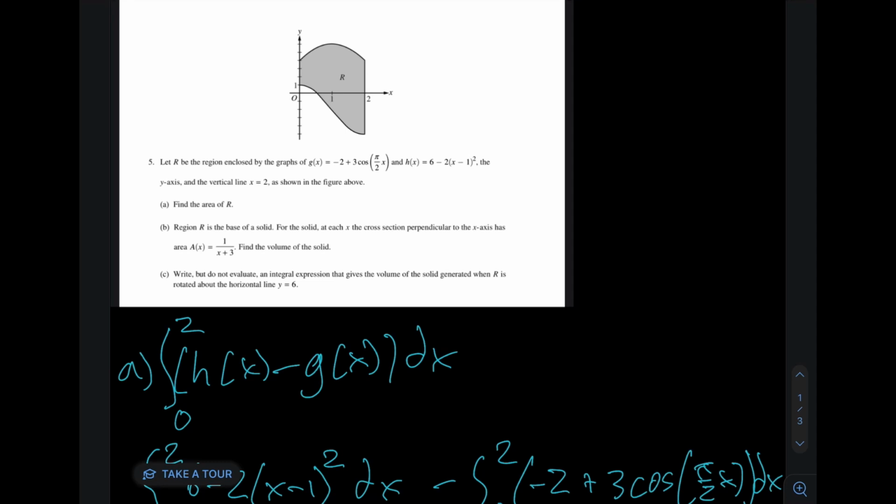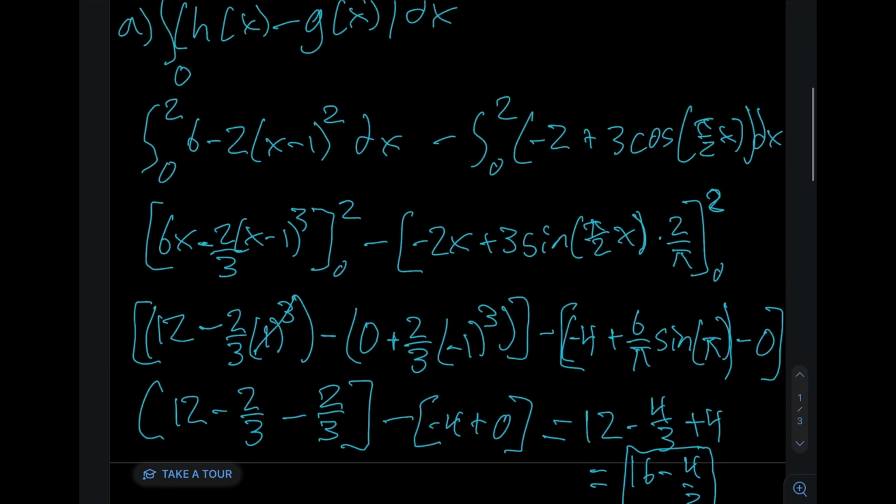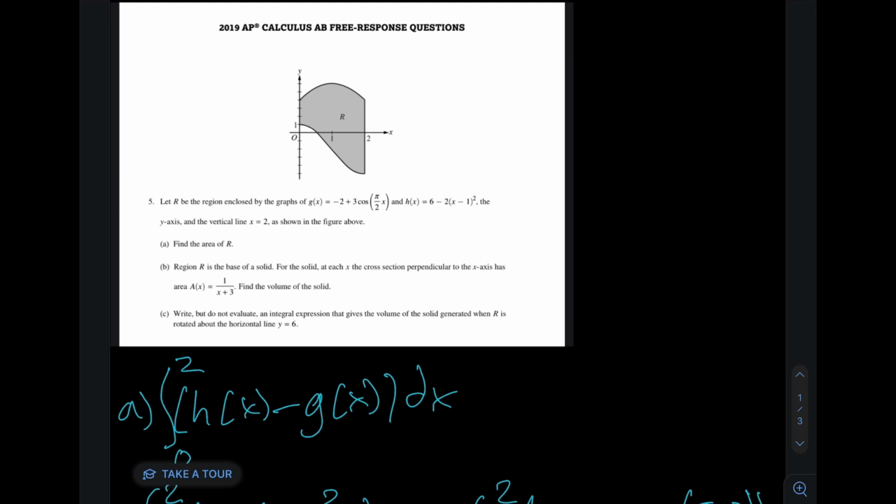Alright, so for B, region R is the base of a solid. For the solid at each x, the cross-section perpendicular to the x-axis has area A of x, which equals 1 over x plus 3. Find the volume of the solid. And this one might seem a little bit challenging to some people. I knew a lot of people who would get really confused over these, but it's not that difficult once you realize that you can kind of ignore the equations they give you at first because they don't matter. All that matters is this area and the start and end points of the integral.